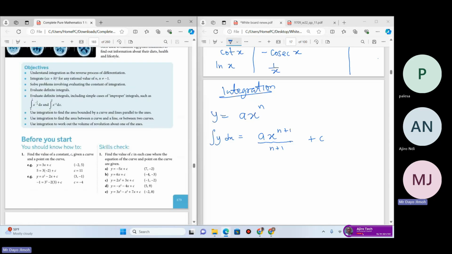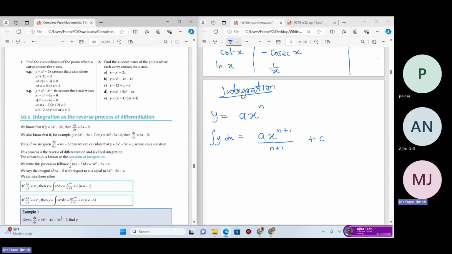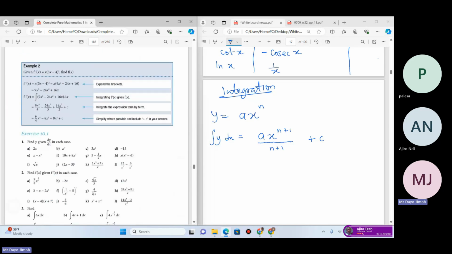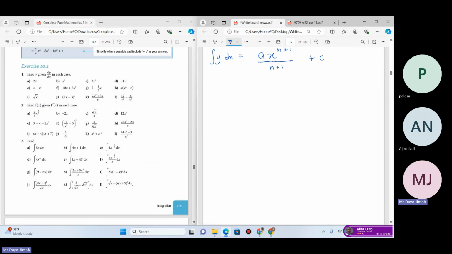Now let us look at some. I'll be following the questions in the textbook. Let us try one or two. Let's look at exercise 10.1, number 1. I want to integrate 2x. If you are integrating, if they put the integration sign, they must put the dx in front of it. So if you integrate 2x, what will it be?